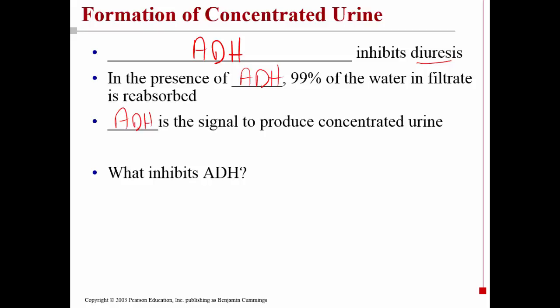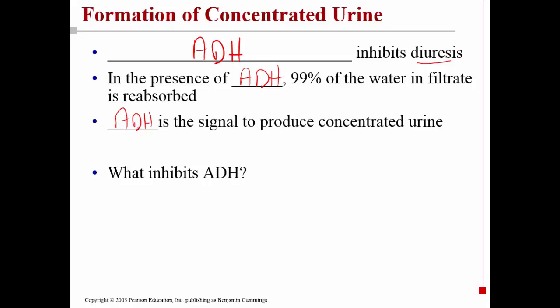So what ADH does is it goes to the collecting ducts and sometimes the distal convoluted tubule, and inserts substances called aquaporins that allow the water to be reabsorbed. So it inserts those into the plasma membrane, and then water can be reabsorbed from the collecting ducts back into the nephron and essentially back into the blood.